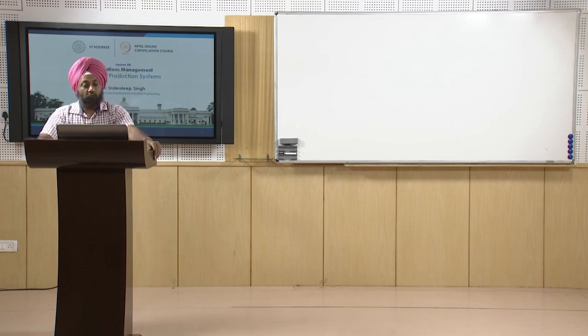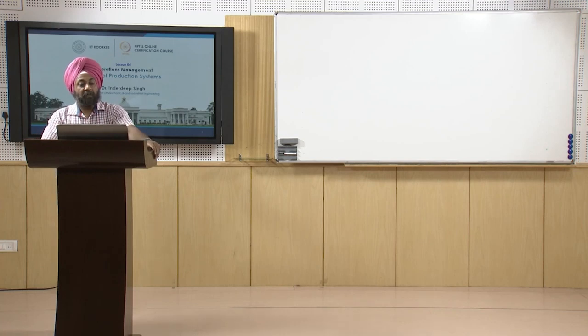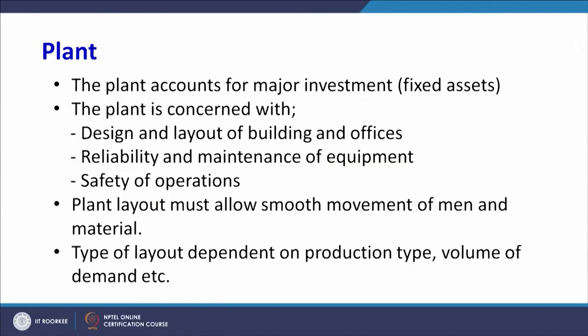Then the layout should be such that we have optimal utilization of the floor space. So all these points have to be taken into account. So plant layout and facility location design is also very important. So plant layout must allow smooth movement of men and materials. That is also one of the objectives of plant layout. Then type of layout is dependent on production type, volume of demand, etc.